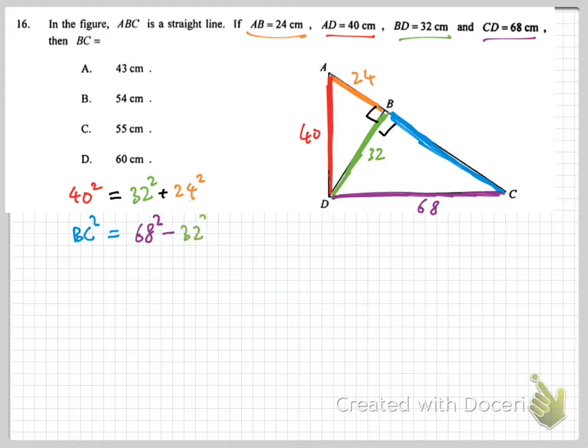Now, this is the easy way out in the question because we made the observation that it might be a right angle triangle there. It may be a right angle there. So the answer goes to 60. This is the answer. So D is the answer.